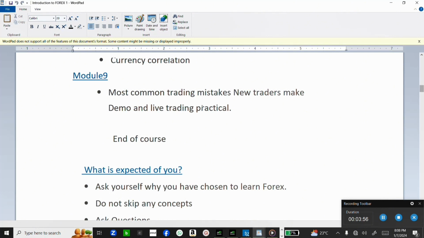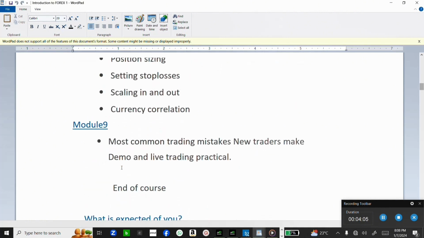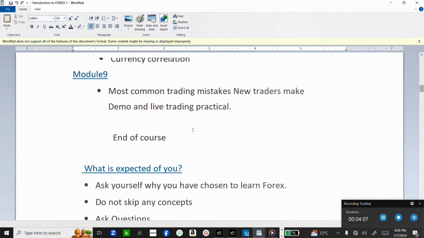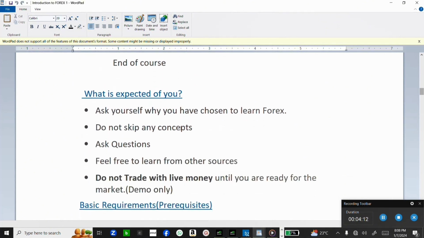We are going to look at demo trading. Remember, we will teach you through demo. You are not going to use your live funds, please. And then we are going to do a lot of practicals. That's going to be the end of our course. And if there's more to add, we are going to add. Do not worry. And what do I expect of you?